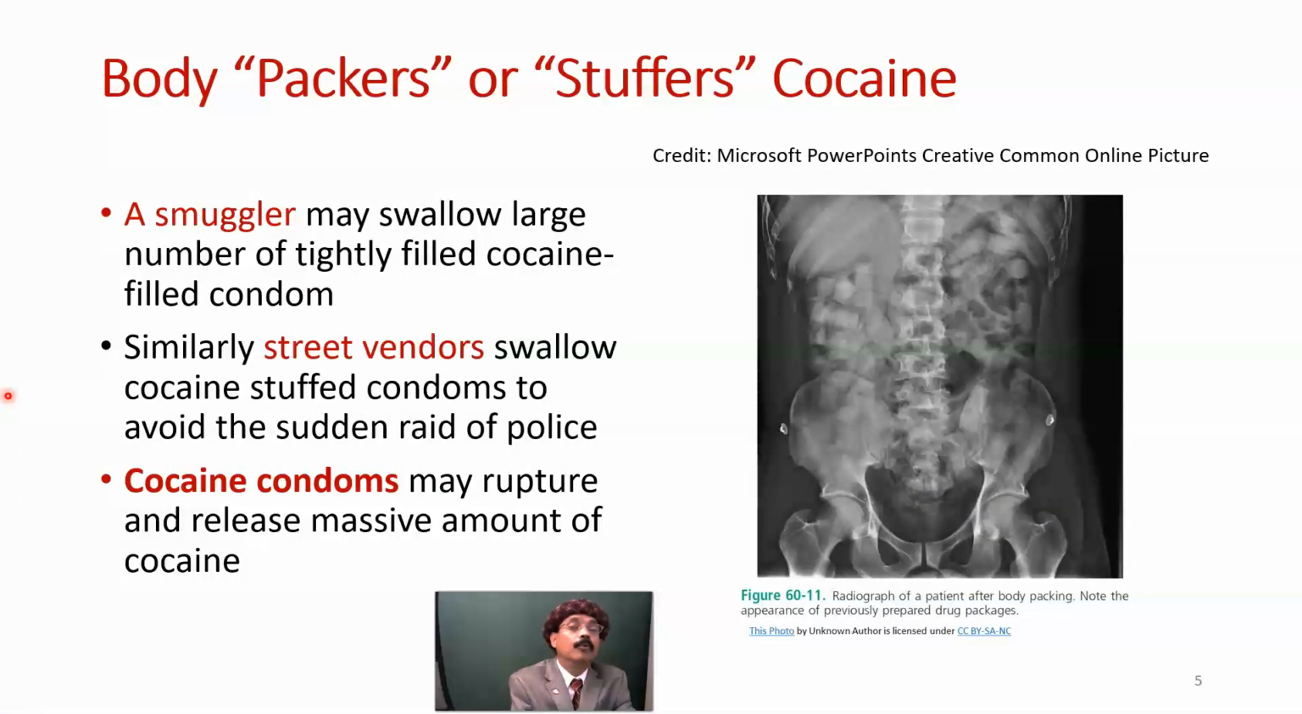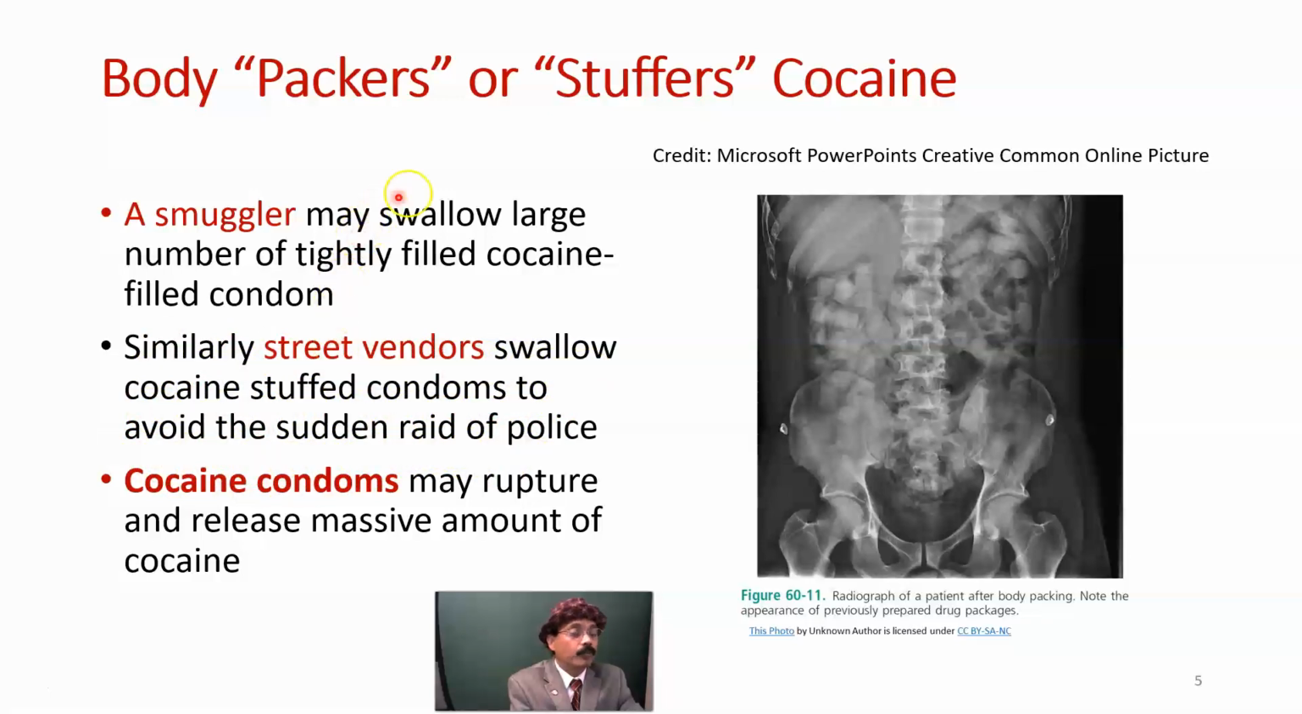This is a term called body packers or stuffers of cocaine. A smuggler, these people may be caught in the airport, maybe in the seaport. A smuggler may swallow a large number of tightly filled cocaine-filled condoms like this. He intentionally swallowed that. The idea is that it will come out through his anus when he goes to a safe place. Similarly, street vendors swallow cocaine-stuffed condoms to avoid a sudden raid by police.